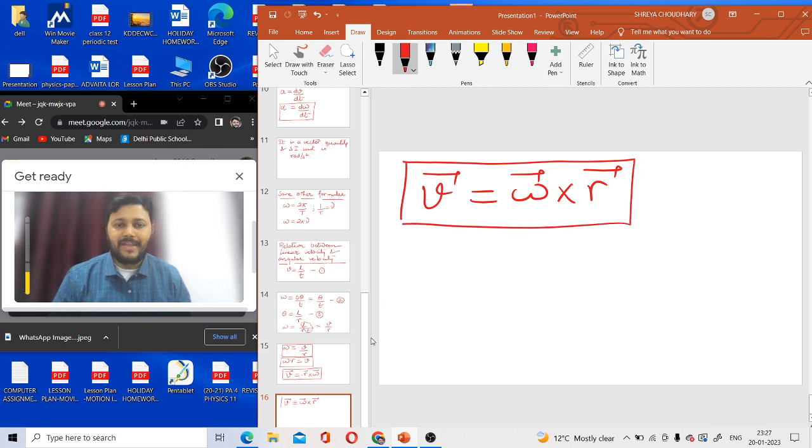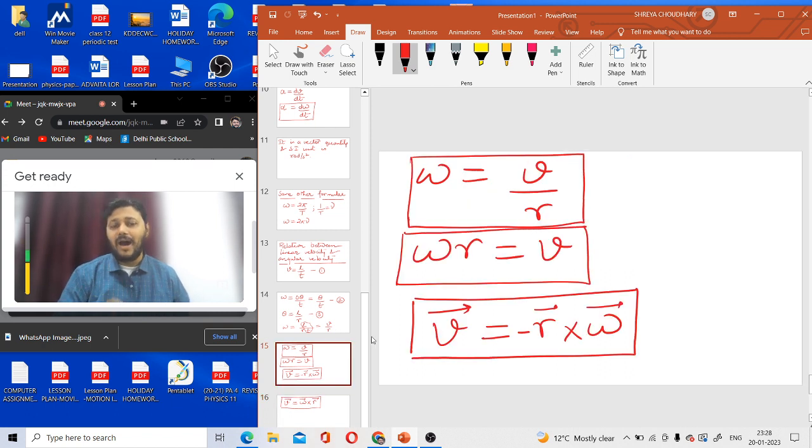As we know, the vector cross product is anti-commutative in nature. Hence, if we need to write it down, we should write that v is equal to omega cross r, that is the positive value, and v is equal to r cross omega with a minus sign, which shows that we have taken the anti-commutative aspect of the cross product. We have discussed the anti-commutative aspect of the cross product.